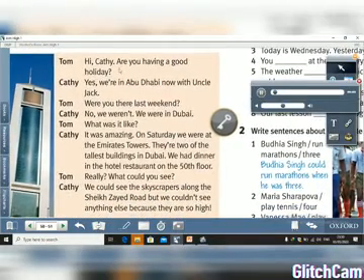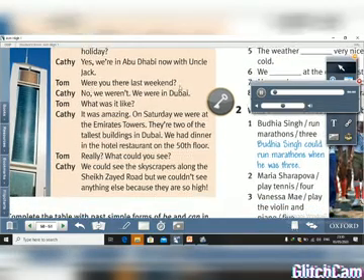Hi, Kathy. Are you having a good holiday? Yes. We're in Abu Dhabi now with Uncle Jack. Were you there last weekend? No, we weren't. We were in Dubai. What was it like? It was amazing. On Saturday, we were at the Emirates Towers. They're two of the tallest buildings in Dubai. We had dinner in the hotel restaurant on the 50th floor. Really? What could you see? We could see the skyscrapers along the Sheikh Zayed Road, but we couldn't see anything else because they are so high.